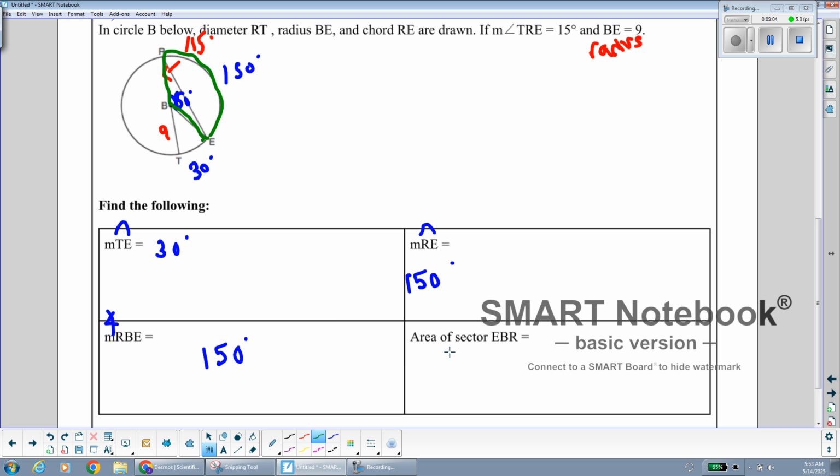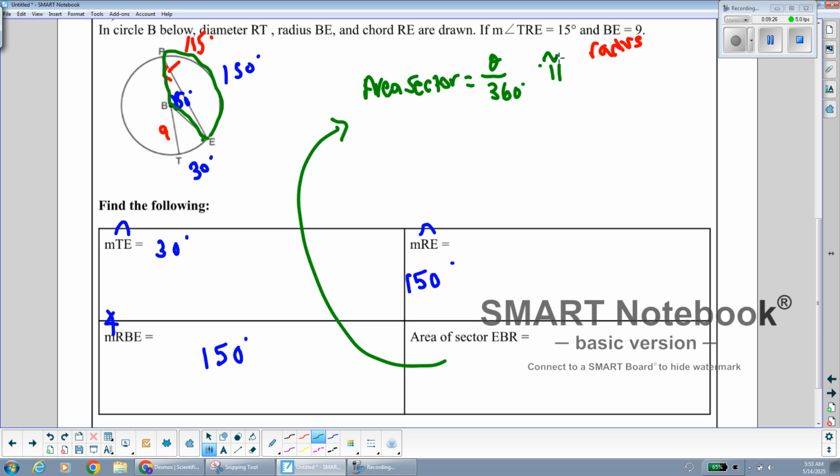I'm just going to do it over here where I have some more space. So area of the sector is angle over 360. My angles are in degrees here, all of them, times the area of the circle. So plugging in here, my central angle for the sector is 150. The radius is 9, so the area is 81 pi.